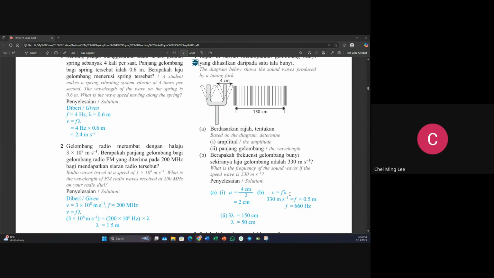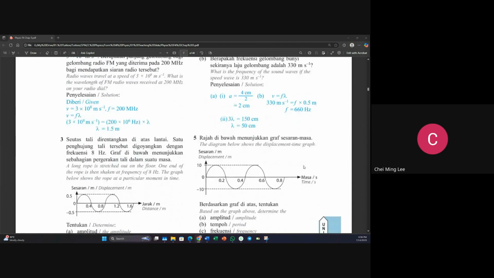Then we use v equals f lambda. It wants you to get the frequency. v equals f lambda, so f equals v over lambda. v is 330, provided. Lambda is 0.5 meter. So you get 660 Hertz. Correct?